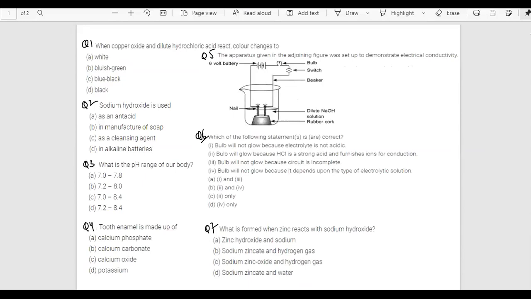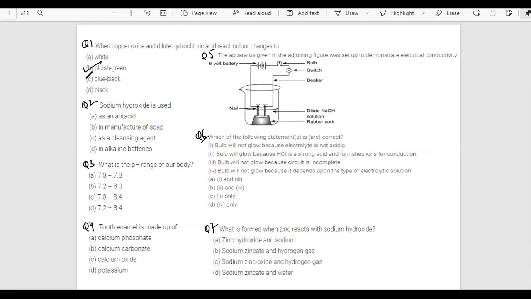Copper oxide and dilute hydrochloric acid reacted, the color changes to? Beta, do you have the answer? Any idea? Yes, it will change to a bluish green color.